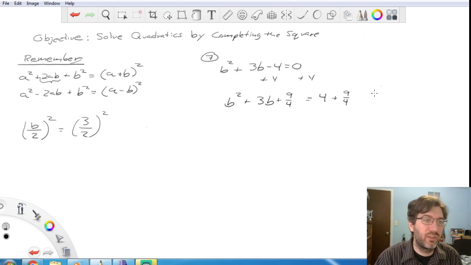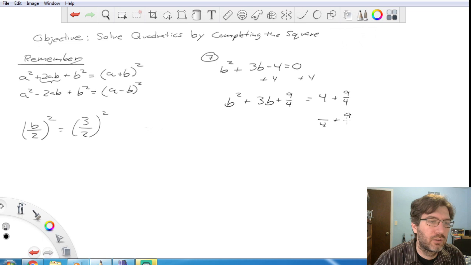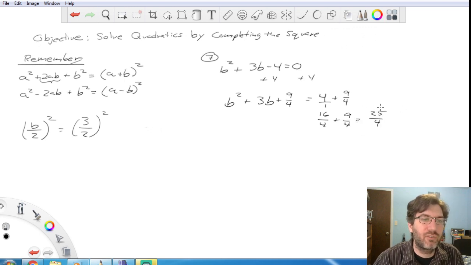With that, I can simplify this, finding common denominators of 4. Remember that's over 1. 1 times 4 gives me 4, so this would be 16. So this would equal 16 plus 9 is 25 fourths. And I'm going to leave it as 25 fourths because I can take square roots of fractions by taking the square root of the numerator and the square root of the denominator. Taking the square root of a decimal might be a little more tricky for you. So I am going to leave it as that.